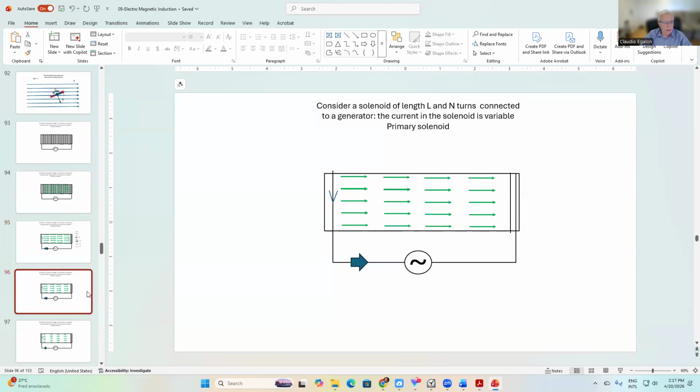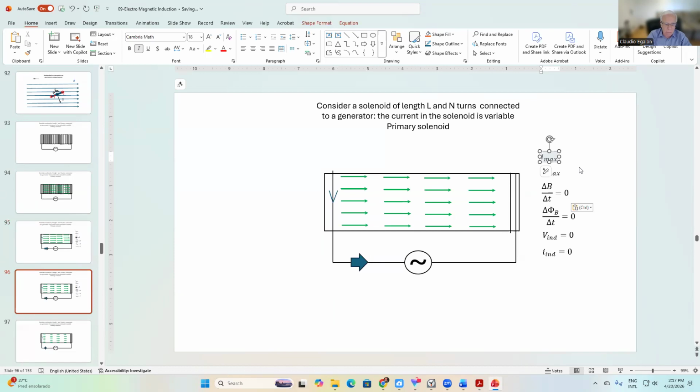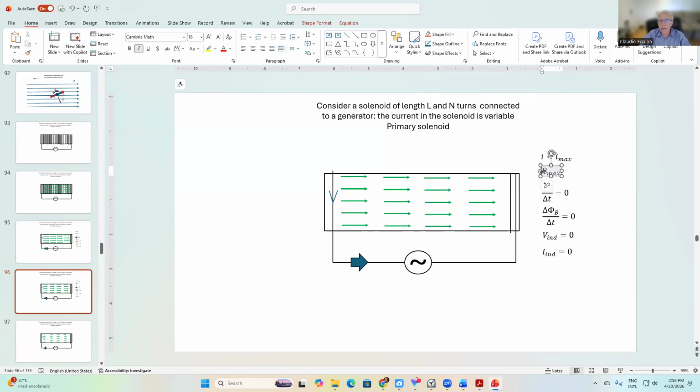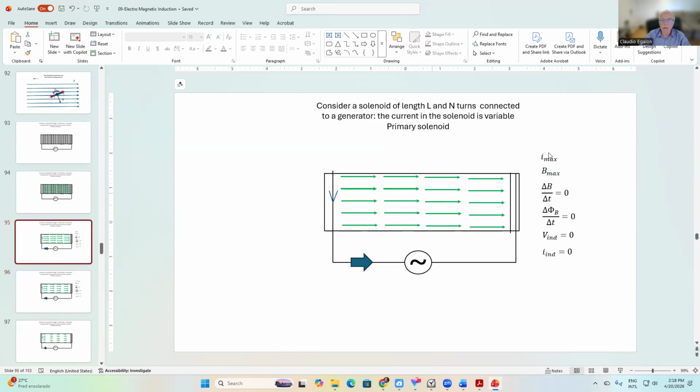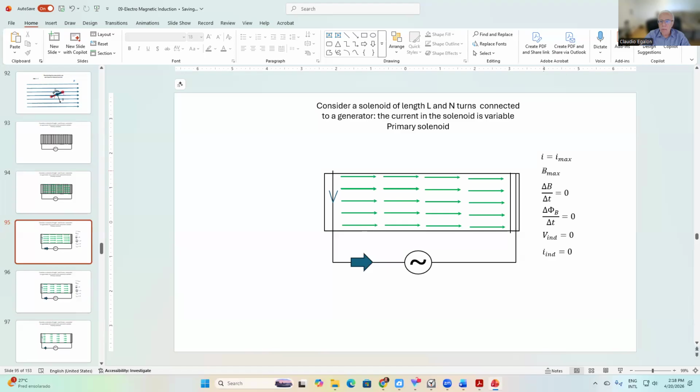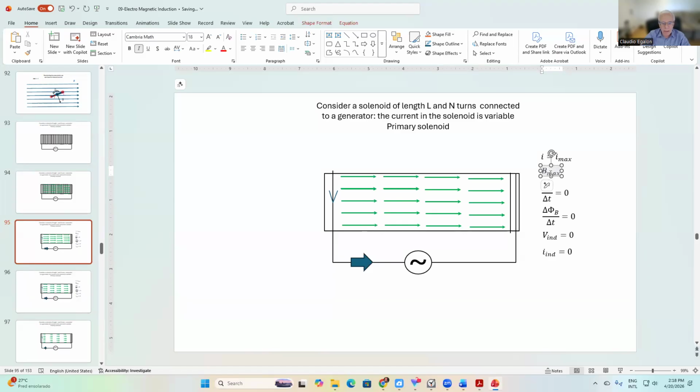Next, in this next one here, the current is not maximum. The current is less than its maximum value. Consequently, the magnetic field. Let's put in a better notation here. I is equal to maximum. B is equal to maximum at this instant of time.